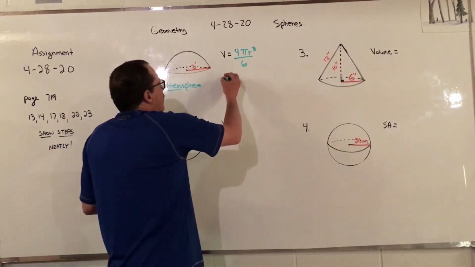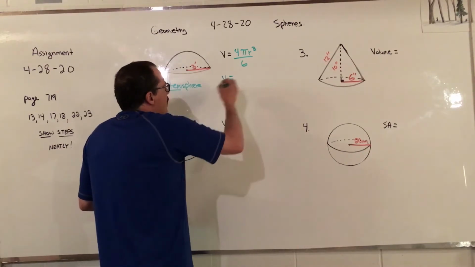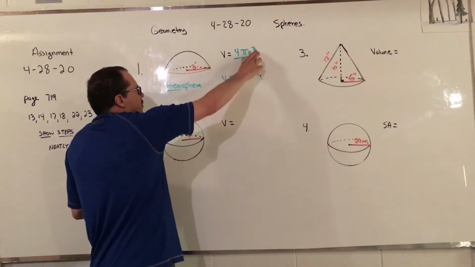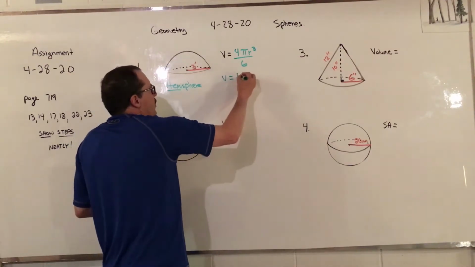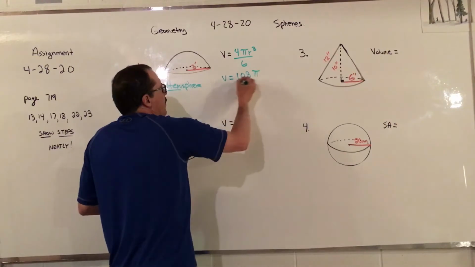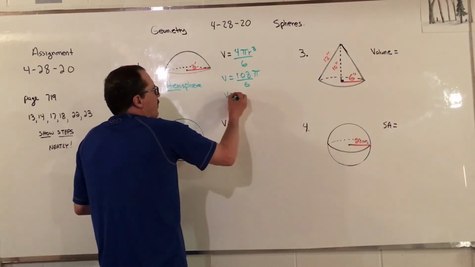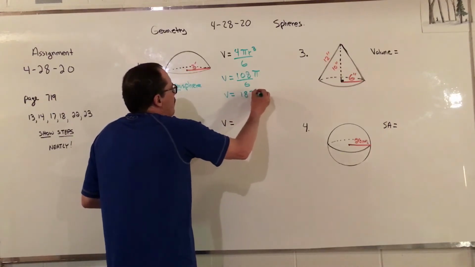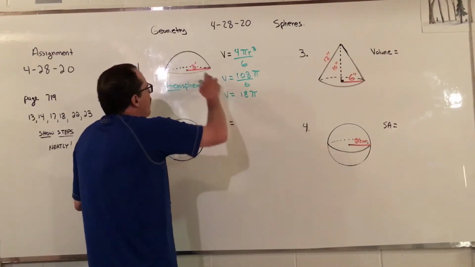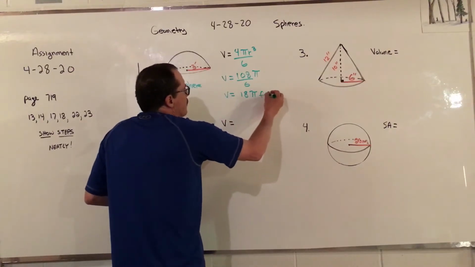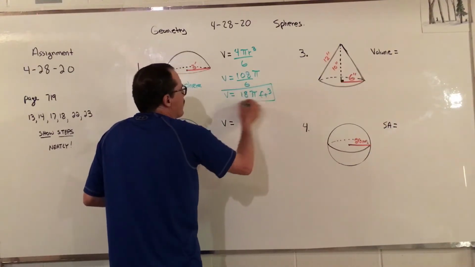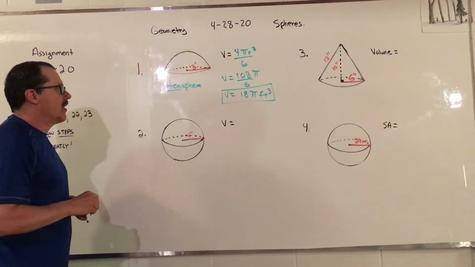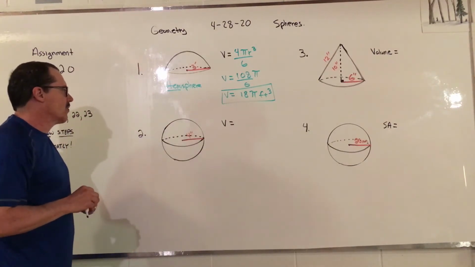So what we get here is V equals... 3 is our radius. 3 times 3 times 3 is 27. 4 times 27 is 108 pi divided by 6. If you take 108 and divide it by 6, you'll get 18 pi. And then it's feet cubed, and that's your answer. That's the way they want it left. So just leave pi right in the answer, and it makes it really simple. You just do the rest of it.